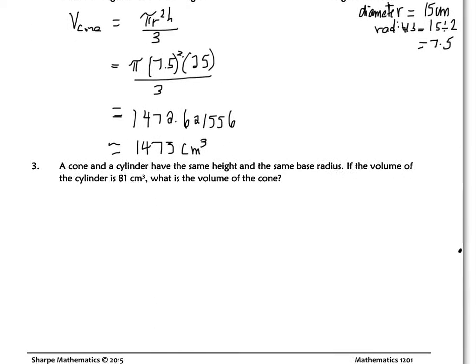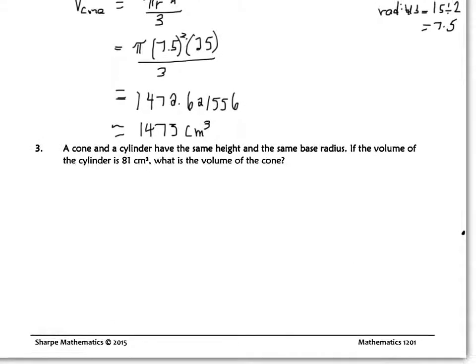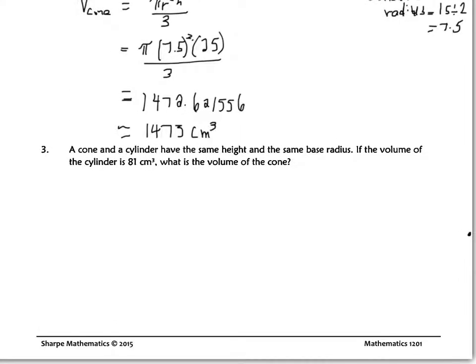Next question says a cone and a cylinder have the same height and the same base radius. If the volume of the cylinder is 81, what's the volume of the cone? Well, if they have the same height and same base radius, that would mean that the volume of the cone should be the volume of the cylinder divided by 3, which would be 27 centimeters cubed.